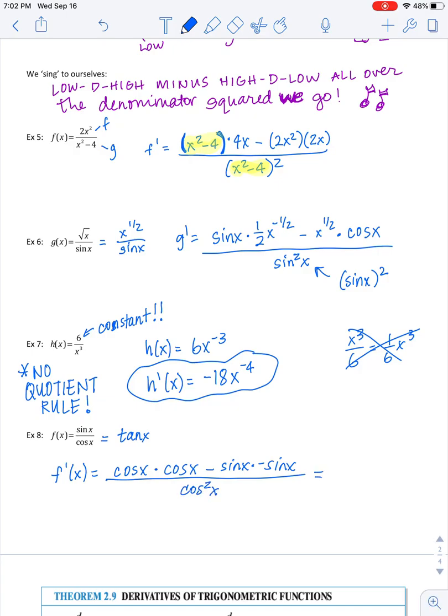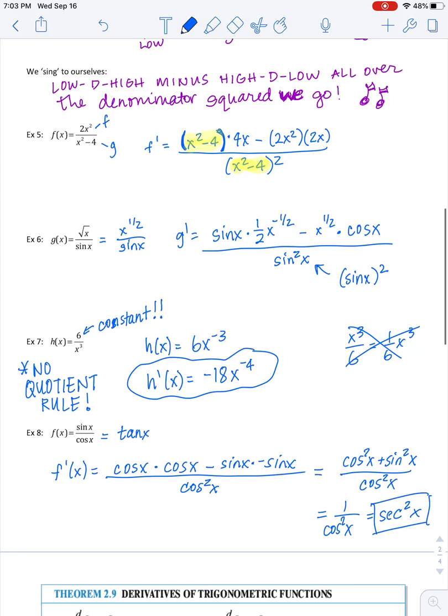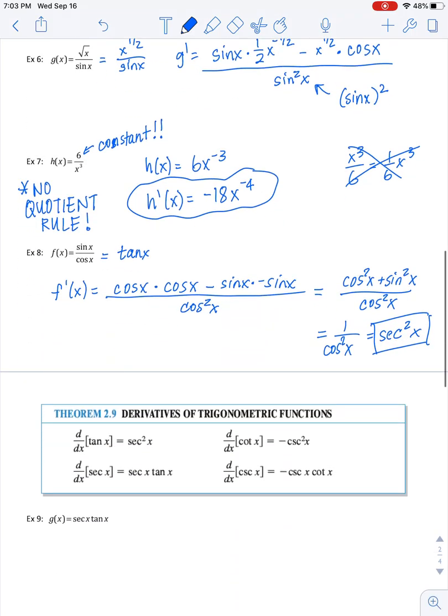Now this simplifies, of course, to cosine squared x plus sine squared x all over cosine squared x. And we know by our work with identities last year, right, that this is 1 over cosine squared x, and that is just really the secant squared function, right? So what we've come up with is a rule for the derivative of tangent, much like we have a rule for the derivative of cosine, okay?